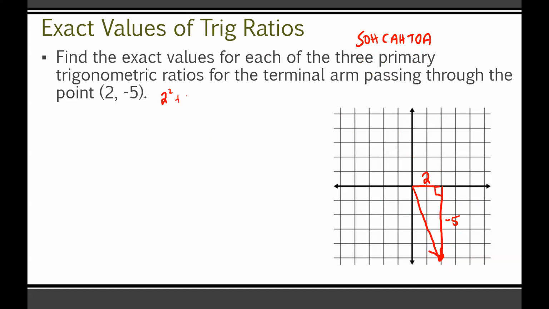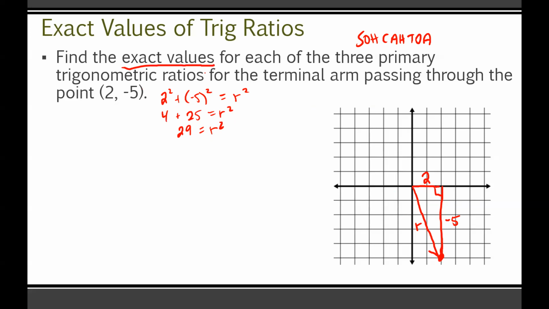So 2 squared plus, in brackets, -5 squared. Always remember when you have a negative, put it in brackets so you actually square the negative. Equals, we'll call this r, which stands for radius, but you can call it c if you want to, it doesn't matter. So equals r squared. 2 squared is 4 plus (-5) squared is +25. That equals r squared. 4 plus 25 is 29 equals r squared. And then remember, this is the nice thing about that term exact value.